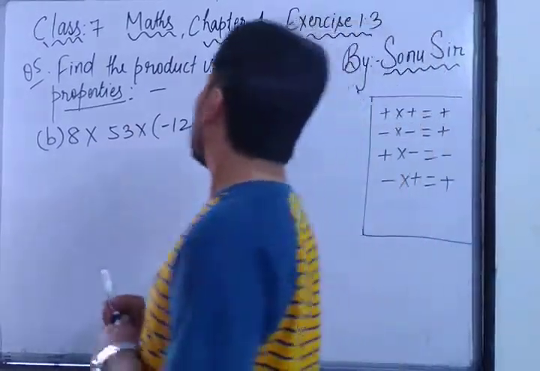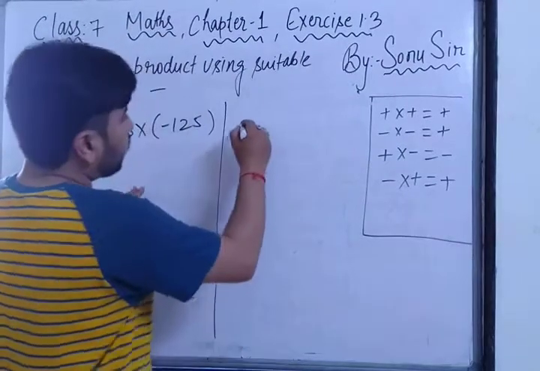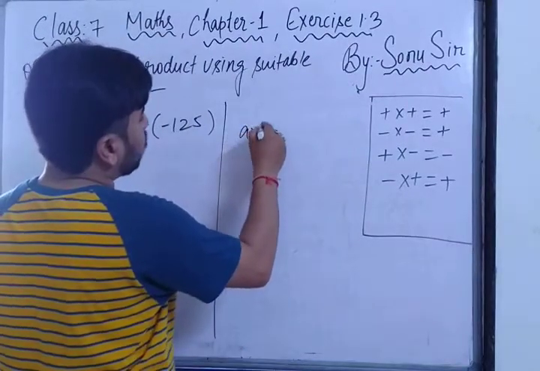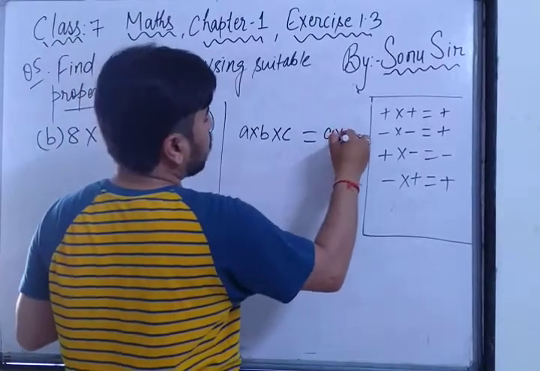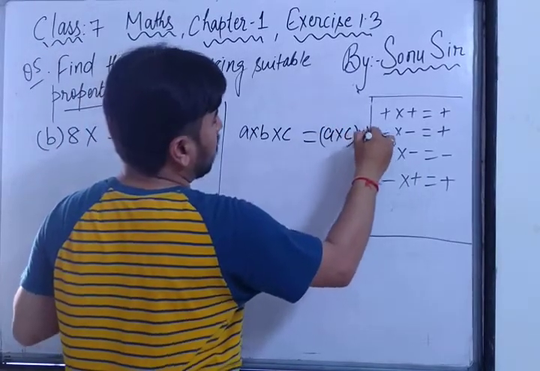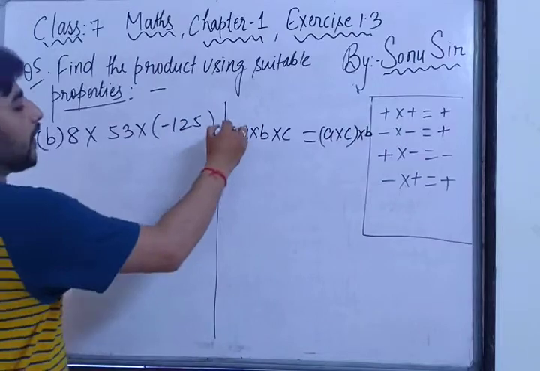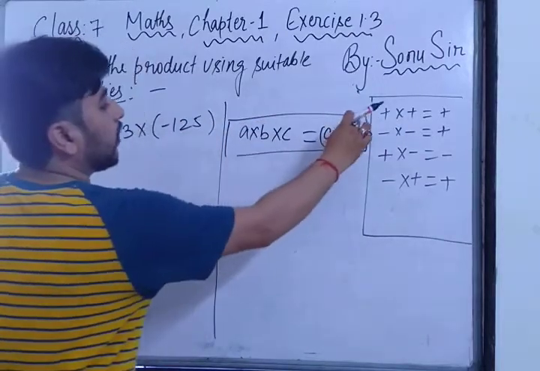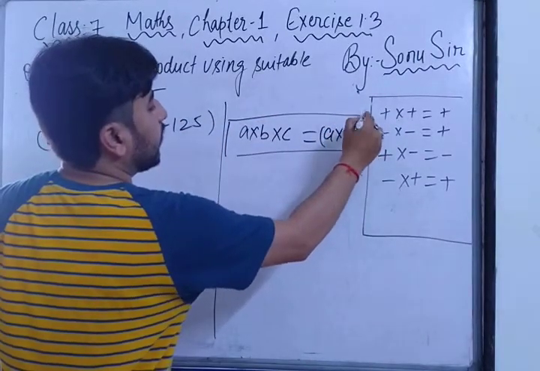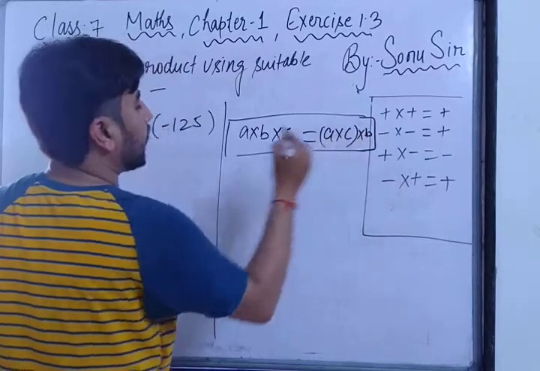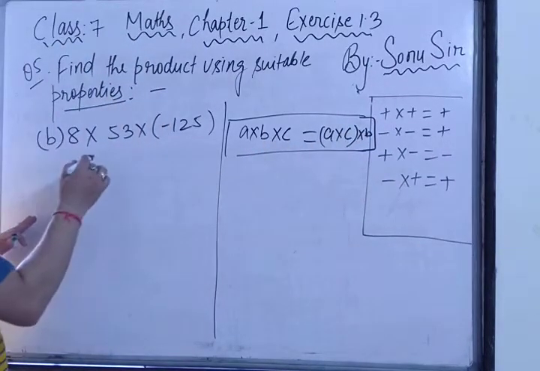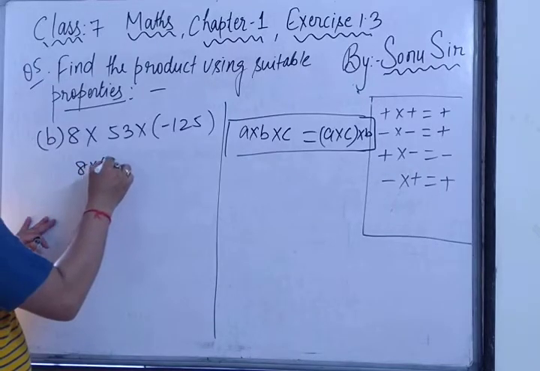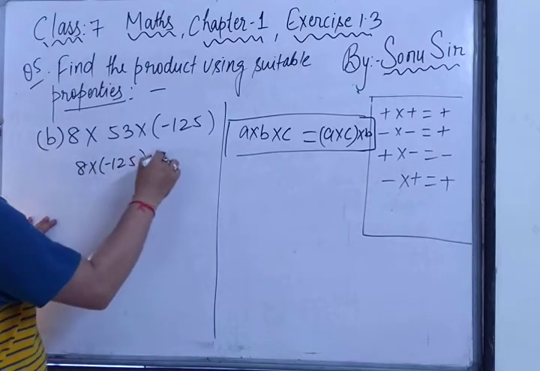So what I am doing here is using the property A into B into C is equal to A into C into B. So here, 8 into minus 125 and then into 53.